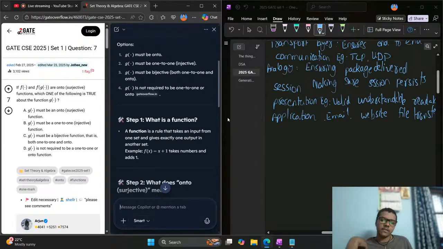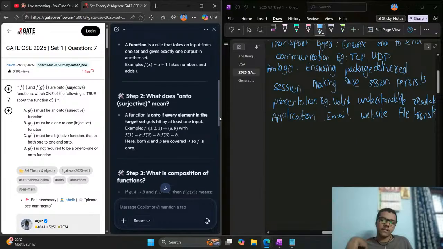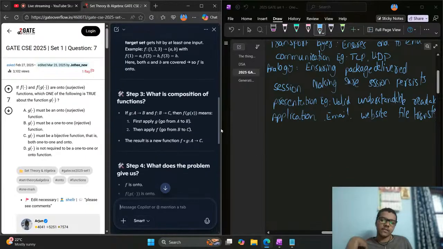A function is a rule that takes input from one set and gives exactly one output from another set. Onto: every element in the target set is hit by at least one input. Codomain is equal to range.